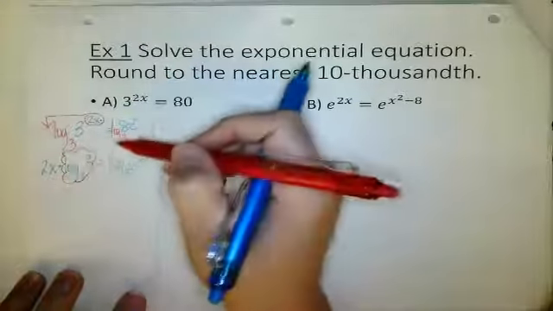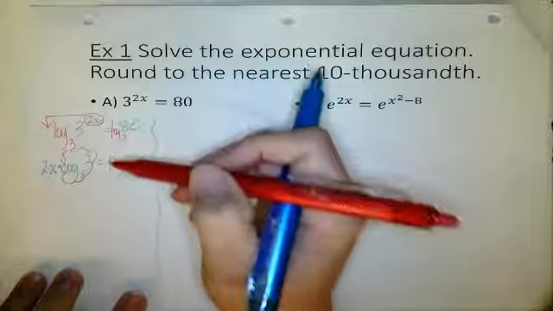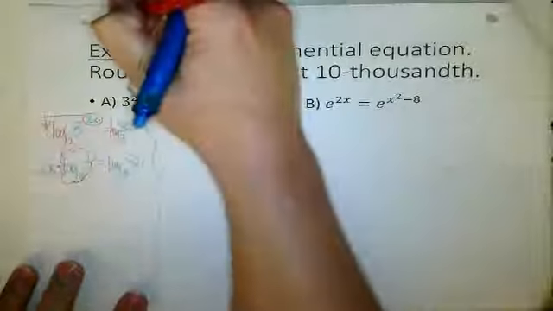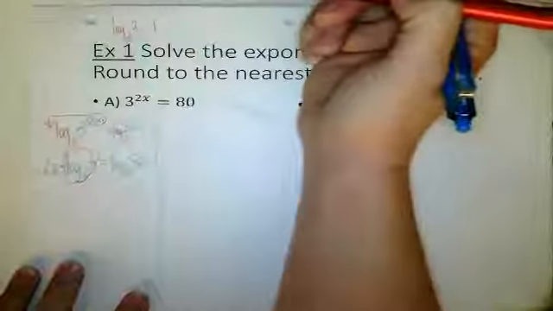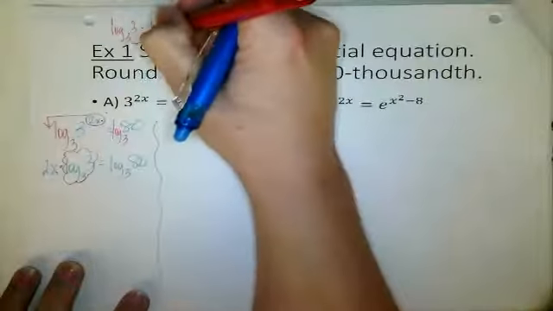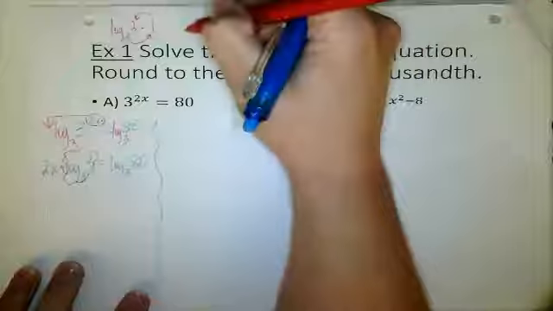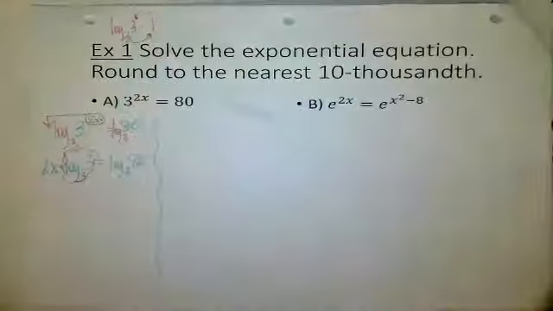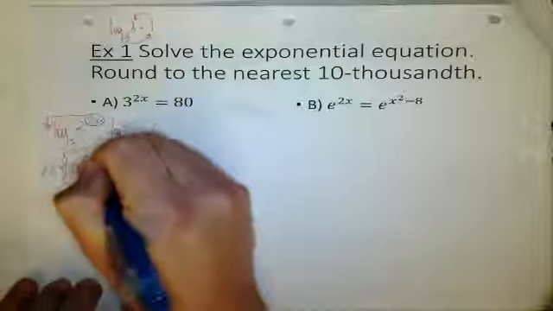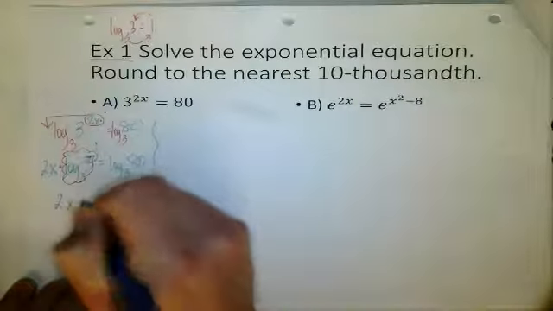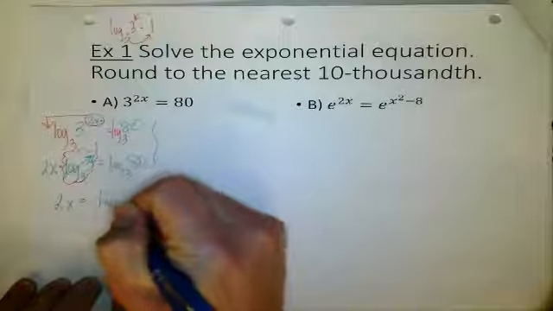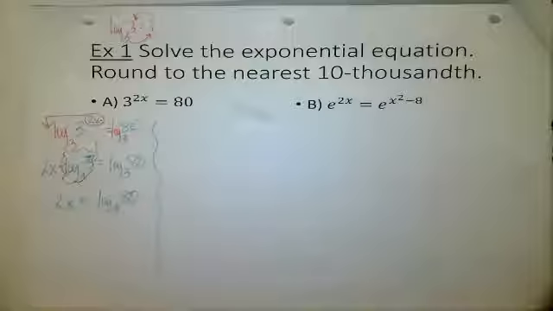1. Why? Because any number to the first power equals itself. Because if you give it a swirly, that makes perfect sense, right? All right, so this turns out to really just be 1. And so I have 2x equals log base 3 of 80.